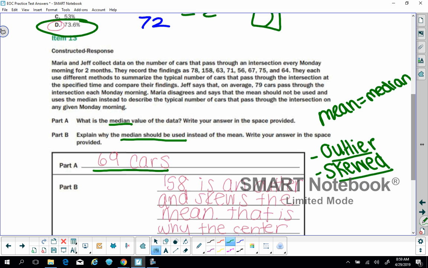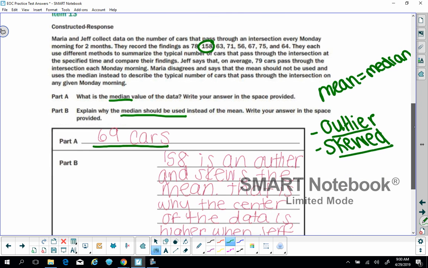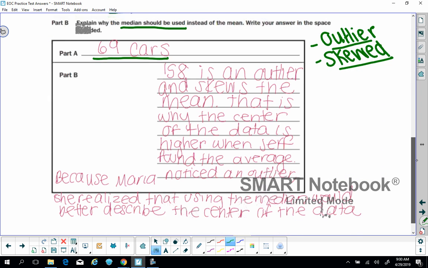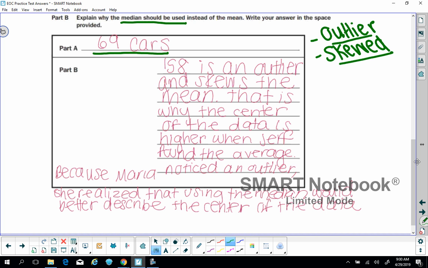So when I'm looking at my data, I could see, okay, is there an outlier in this data? Yep, there is. 158 is way larger than the rest of those numbers. So I know that since 158 is an outlier, it skews the mean. That is why the center of the data is higher when Jeff found the average. And because Maria noticed an outlier, she realized that she would use the median to describe the center of the data. So this is the exact answer that the EOC came up with. That's the type of answer they're looking for when they're asking you questions like this.